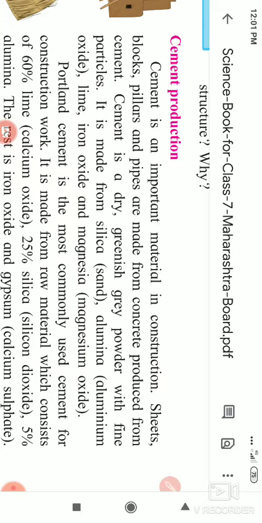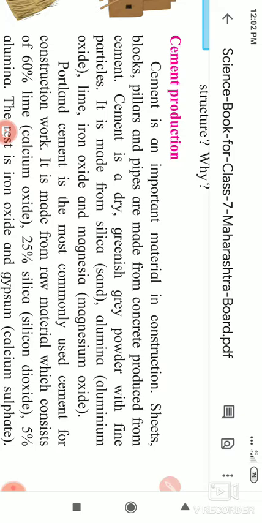This is the greenish grey color powder with very fine particles. And when we put water inside it, what happens? It thickens, or it coagulates, it forms a thick substance from it, and due to this what happens?